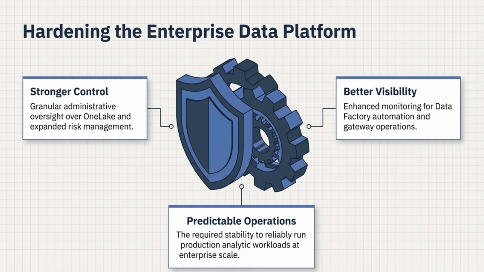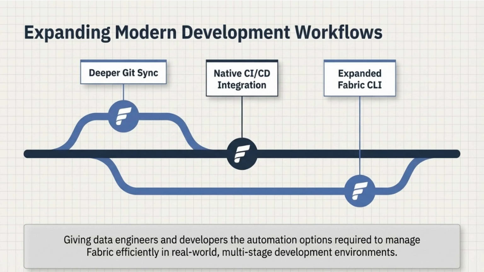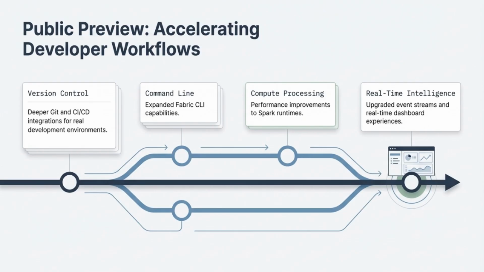Now let's switch gears to the second major theme. This part of the update is all for the data engineers and developers. Let's face it, the world of data development has completely changed. Teams today expect their tools to just work seamlessly with things like Git for version control. They need to support CI/CD pipelines and automate as much of the boring, tedious stuff as possible. It's all about speed and agility.